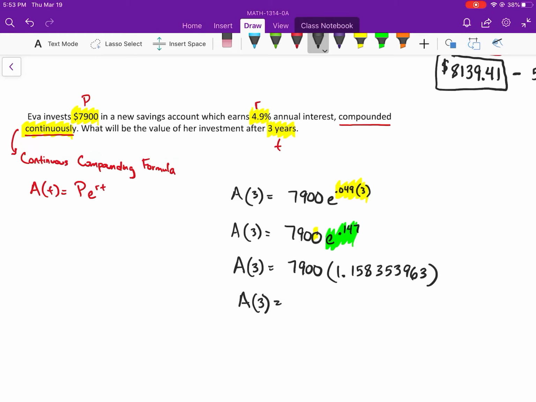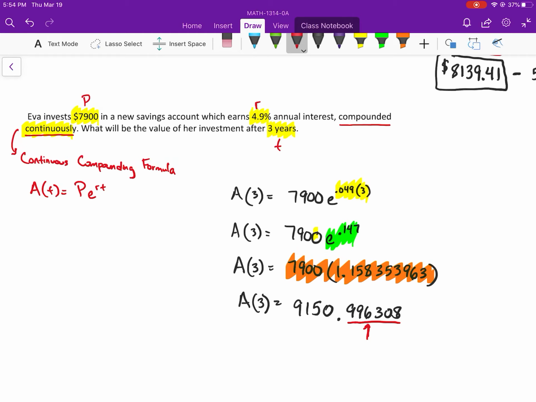All right, one more step here. This one's a little bit shorter. 7,900 times all of that. So she has in her account $9,150.996308. Now what do we do in this case? We want to round it to the nearest penny.